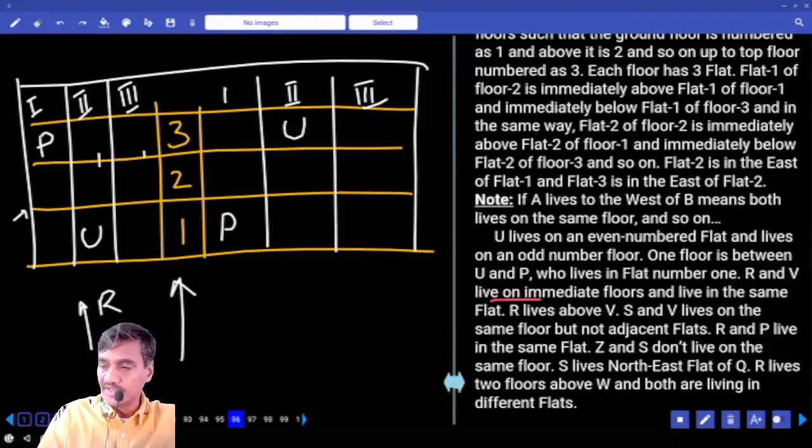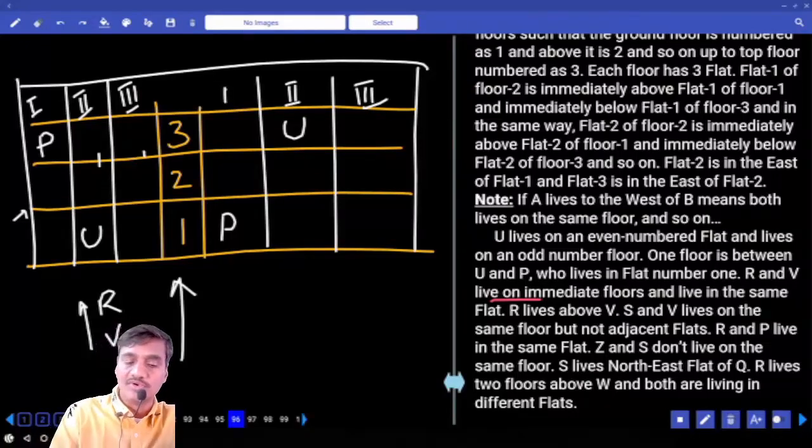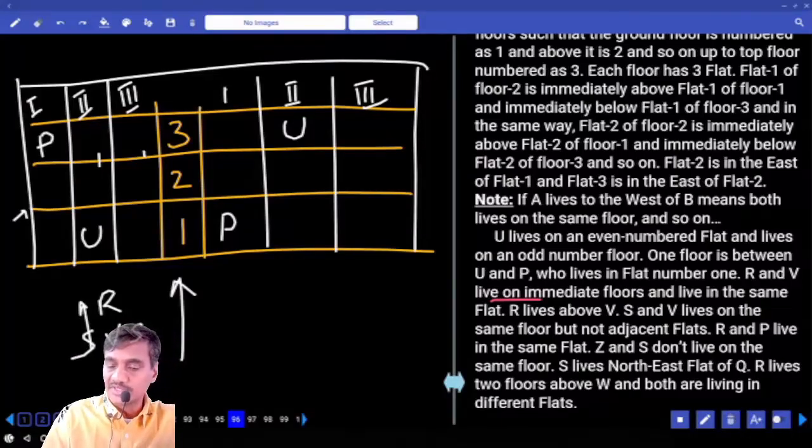And in the same way, S and V live on the same floor. S and V, clear? S and V live on the same floor. R is above this one. And S and V live on the same floor but not in adjacent flats.